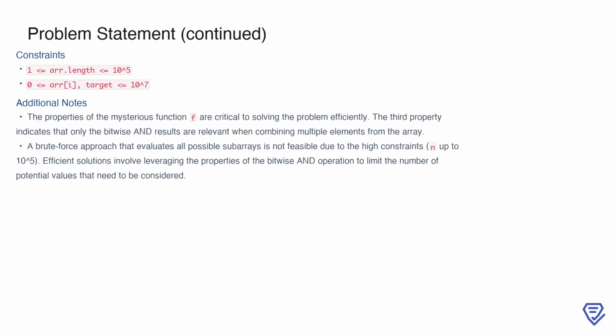To solve this problem efficiently, we must account for the constraints. The array length can go up to 100,000, and elements and the target can be as large as 10 million. These constraints make a brute force approach infeasible because evaluating all possible subarrays would take too long. Instead, we need to leverage the properties of the mysterious function to optimize the solution. The key insight is that the function depends only on the bitwise AND of the elements in a subarray. By focusing on how the AND operation reduces the range of possible values, we can limit the number of computations and achieve an efficient solution. This understanding is crucial to tackling the problem within the given constraints.